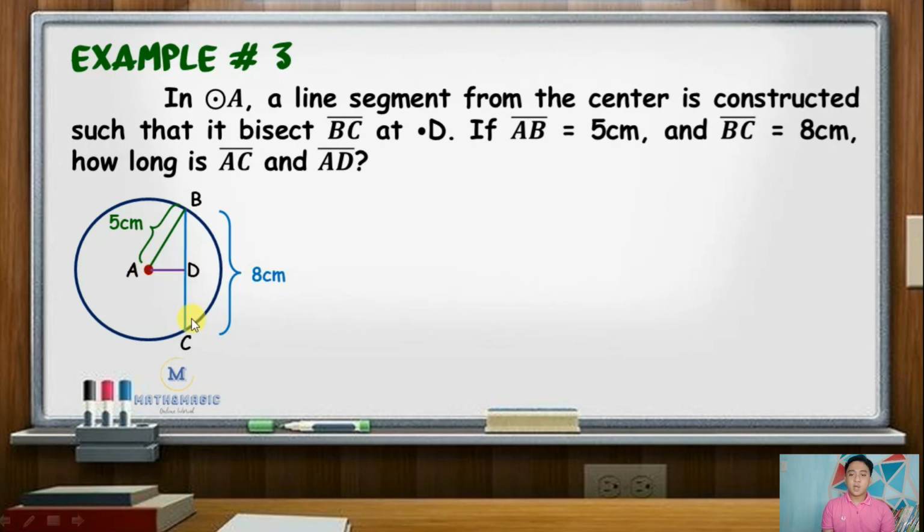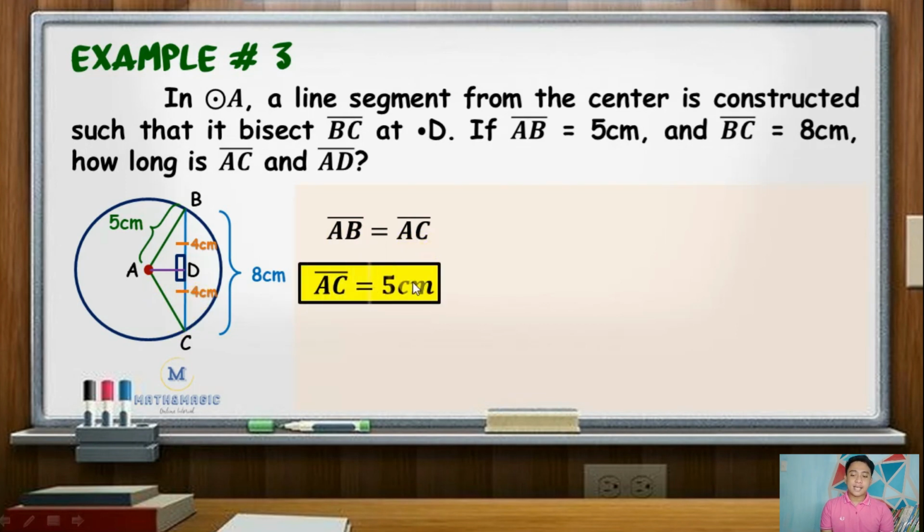For this item, we have to remember that as a line from the center bisects a chord, it forms 90 degrees or a right angle at the point of intersection. It also divides the chord's measure into two equal parts. Thus, segment BD and segment CD measure 4 units. For segment AC, since it is also a radius of a circle, its measure is just the same as segment AB. Thus, segment AC is also 5 centimeters.